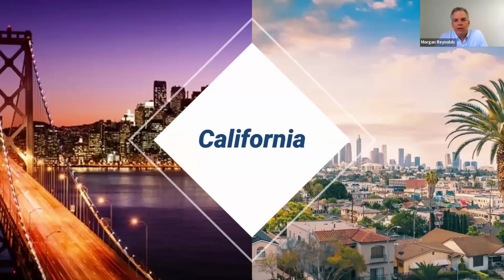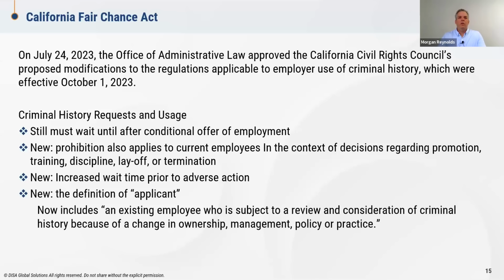Okay, so California, this is another one. We did a 15-minute webinar in 2023 on the changes to the California Fair Chance Act. On July 24th, they enacted a law which became effective October 1. So basically, California revamped their already existing fair chance law and added some technical requirements and some additional new considerations. In California, when you're considering criminal history as part of a background report, you still must wait until after a conditional offer of employment.